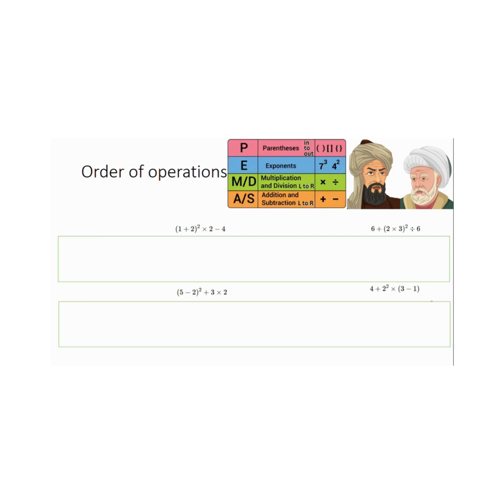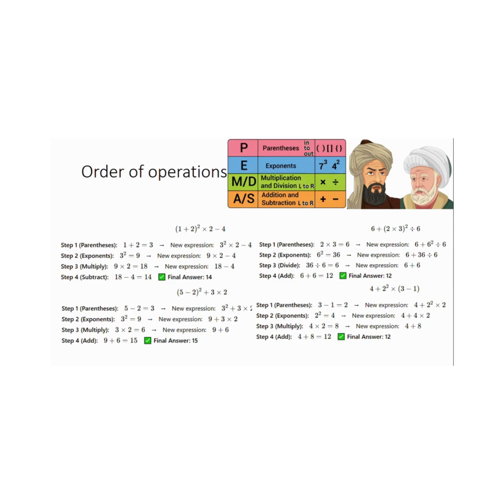Okay, let's take a look. Each one has the step-by-step answer. So look at step 1. It's usually parentheses if there's parentheses. So you do what's in the parentheses, then you look for exponents, and you do any exponents. Then you look for multiplication and division, and you do those left to right. And then you look for addition, subtraction, you do those left to right.